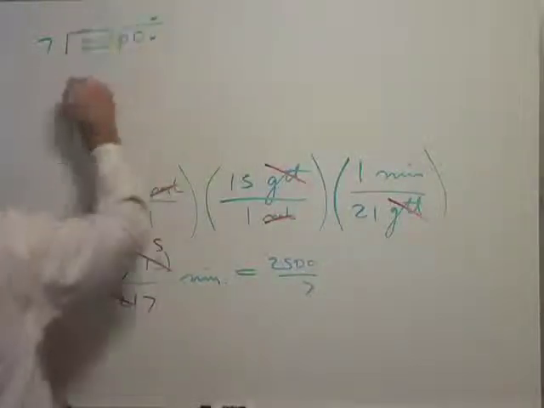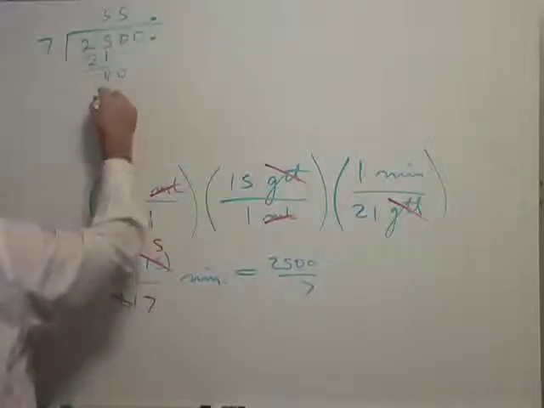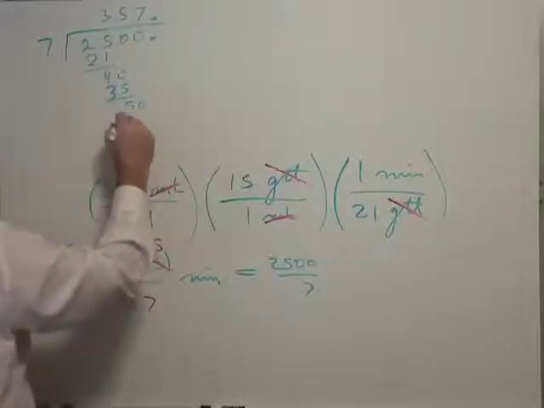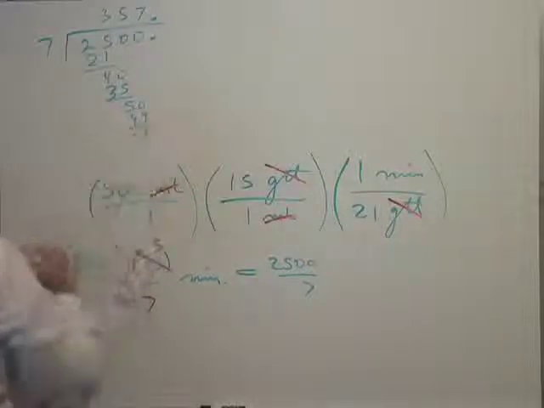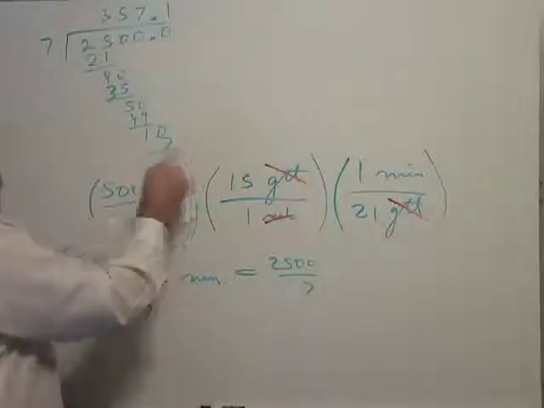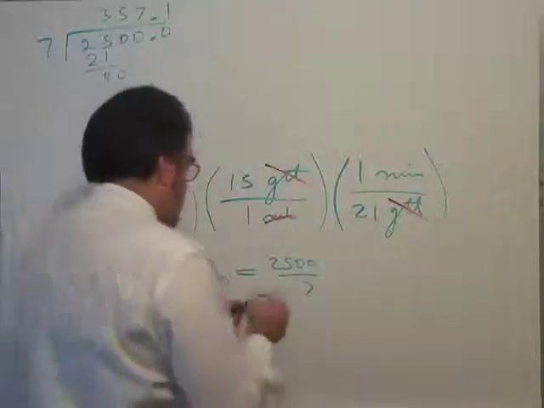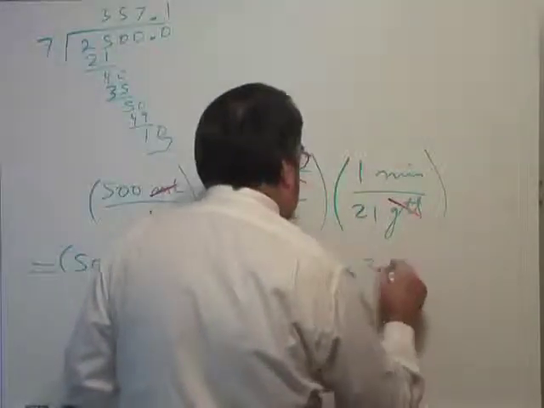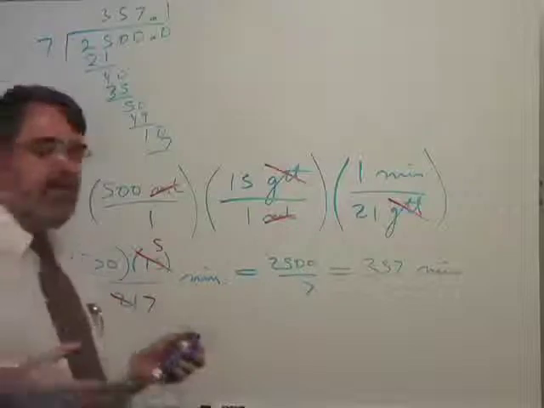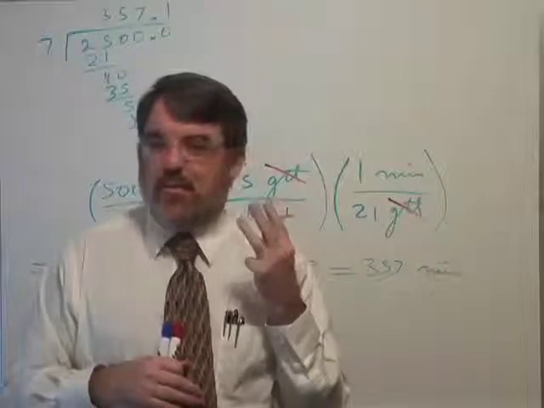And it goes 3 times here. And that goes 5 times. And that goes 7 times. Leaves a remainder of 1, so my next decimal is going to be a 0.1. So this would round off to 357 minutes. So let's write that. 357 minutes. Okay. Now I just happen to recognize that 350 minutes, 7 minutes, is 3 minutes short of what?